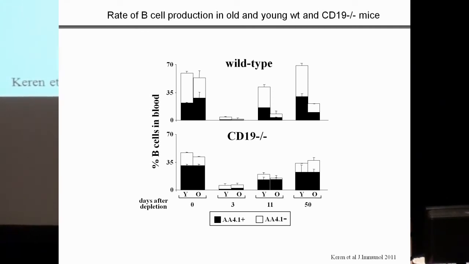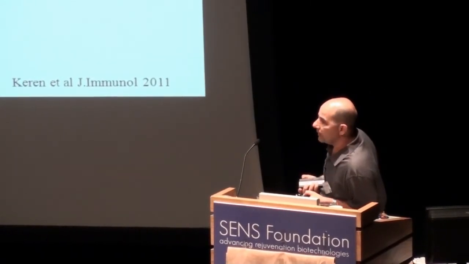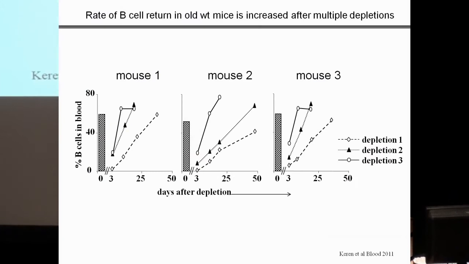Now let's go back to here. Why is there a difference between young and old mice in the rate of B cell return? We attributed that to the lower frequency of precursors that are committed to the B-lineage in the old situation. Now, how can we prove this? We can prove this by applying multiple rounds of depletion.